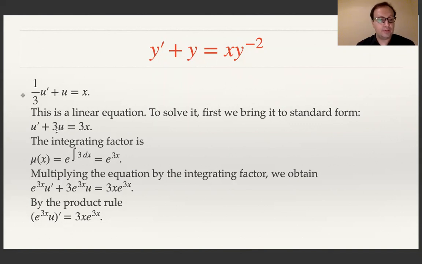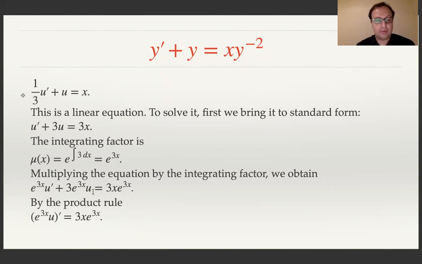The coefficient of u is 3, so the integrating factor is mu of x is e to the power integral of 3 dx. So it's e to the power 3x. We'll multiply the equation by the integrating factor and get e to the 3x u prime plus 3e to the 3x u is equal to 3x e to the 3x.